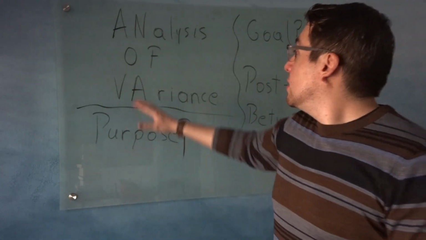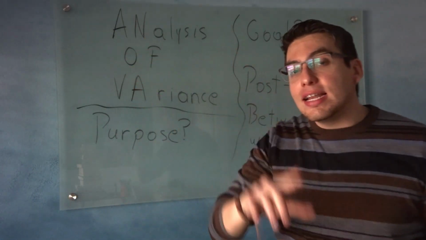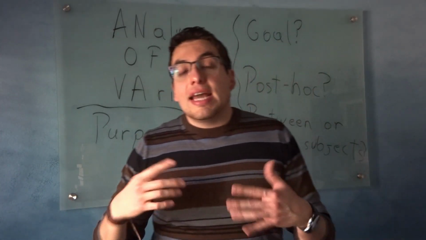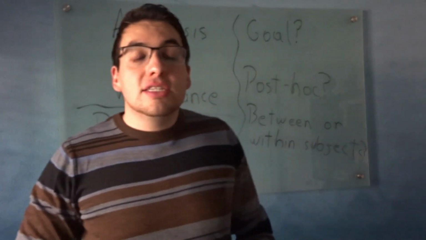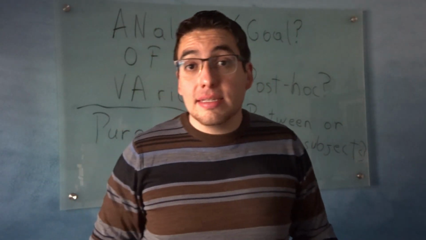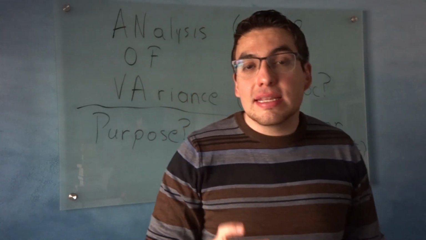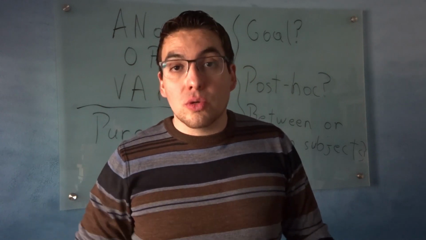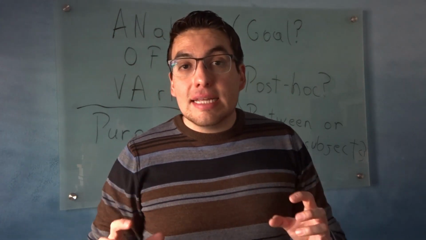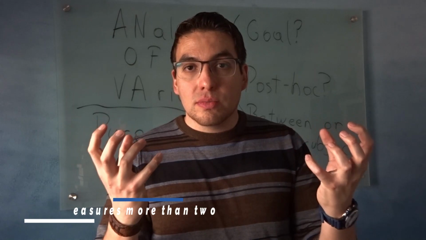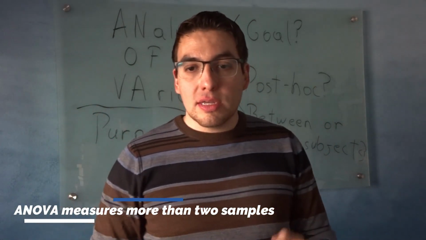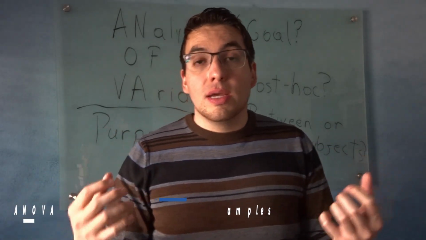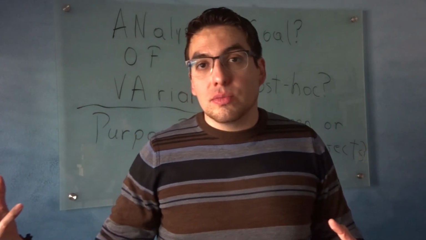ANOVA is an acronym for analysis of variance. So the analysis of variance is trying to analyze how much variability exists, but what is the difference between this and the t-test? Pay a lot of attention. The analysis of variance tries to compare more than two groups. A t-test compares two samples. Could be the sample to a population, can be the same sample being tested twice, or can be two different samples. But what happens when you have three samples?